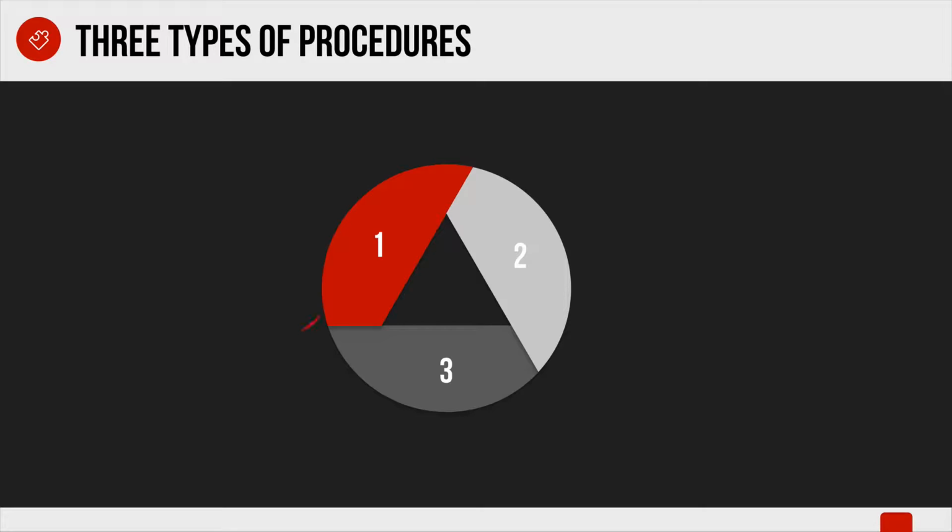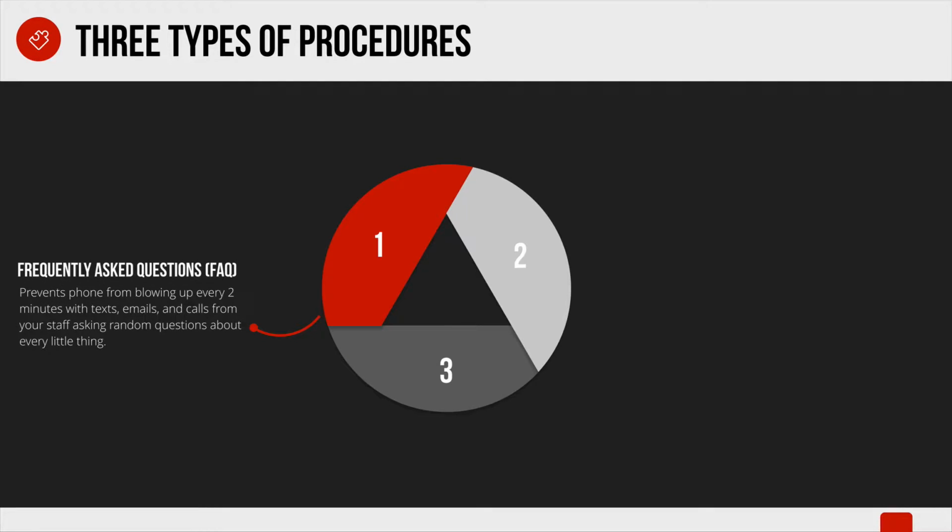The first type of procedure is known as a FAQ, or a frequently asked question, aka the annoying question killer. This solves the problem of your phone blowing up every 2 minutes with texts, emails, and calls from your staff with random questions about every little thing. So how do you go about making one of these useful resources?